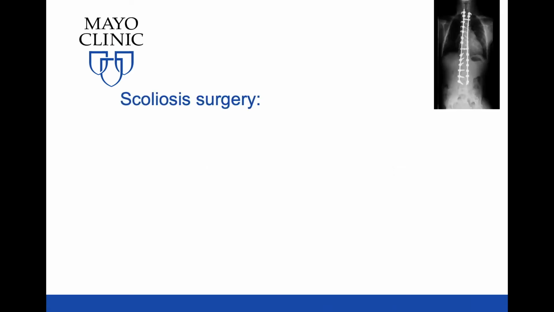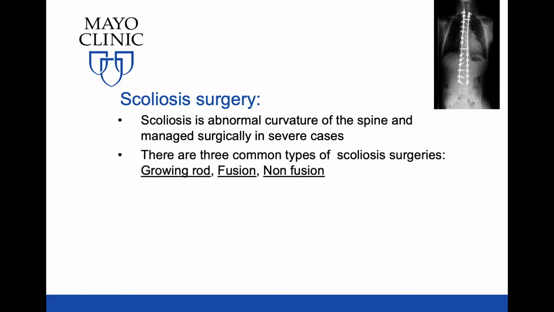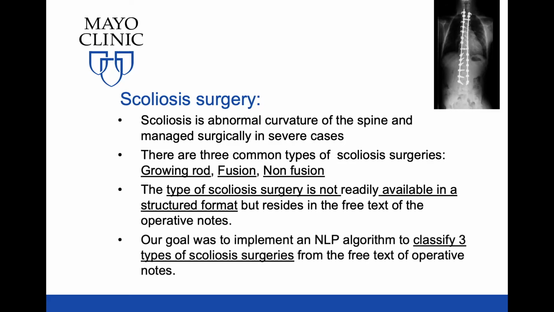Let's talk a little bit about scoliosis surgery. Scoliosis is abnormal curvature of the spine and is managed surgically in severe cases. There are three common types of scoliosis surgery: growing rod, fusion, and non-fusion. The type of scoliosis surgery is not available in structured data, but it resides within the free text of operative notes. Our goal in this project was to implement an NLP algorithm to detect the type of scoliosis surgery from operative notes.